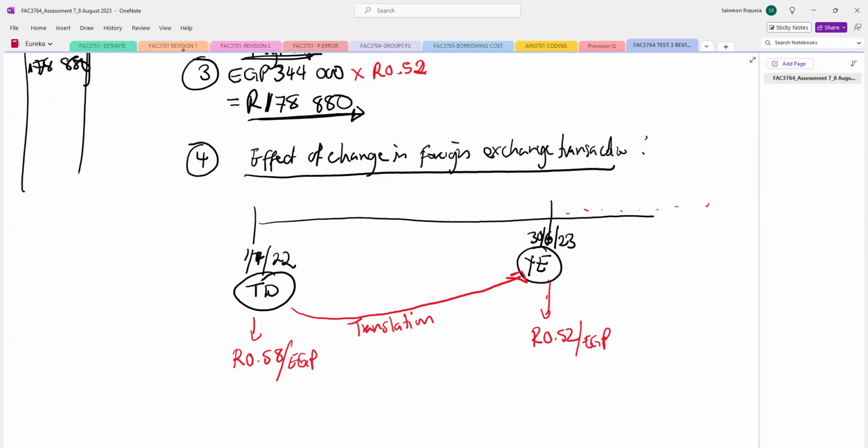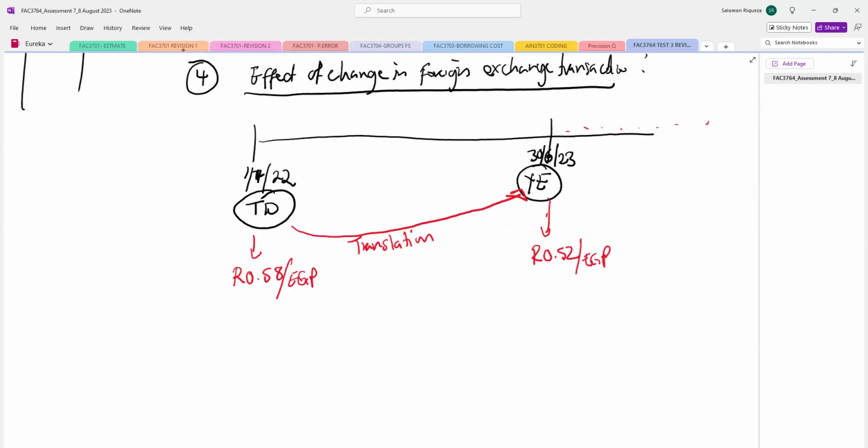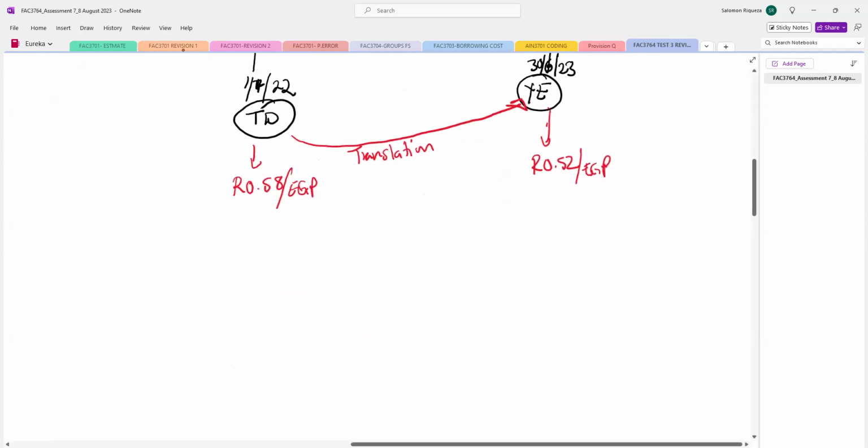So this is what we are going to do. We are going to calculate the foreign exchange, to see how much has changed. Has it gone down or has it gone up? We're usually going to use the balance to be able to calculate that. Please follow how I do this, guys.